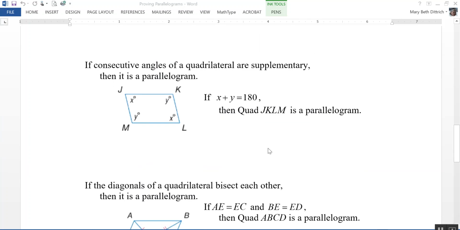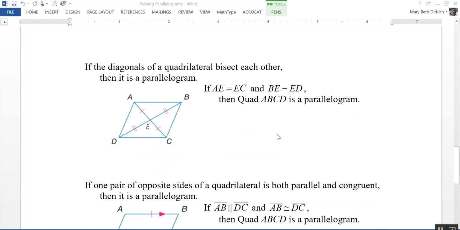If consecutive angles of a quadrilateral are supplementary, then the quadrilateral is a parallelogram. So instead of listing out every angle, you'll notice that they labeled opposite angles. These J and L are X degrees and K and M are Y degrees. So in any of these, if X plus Y equals 180, if any consecutive angles are supplementary, add up to 180, then the quadrilateral is a parallelogram.